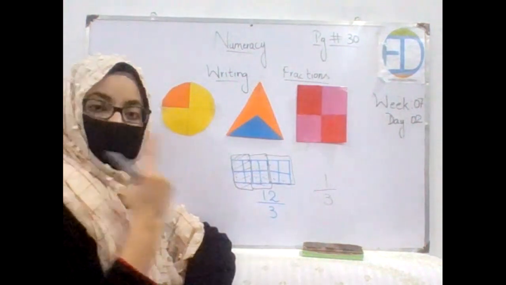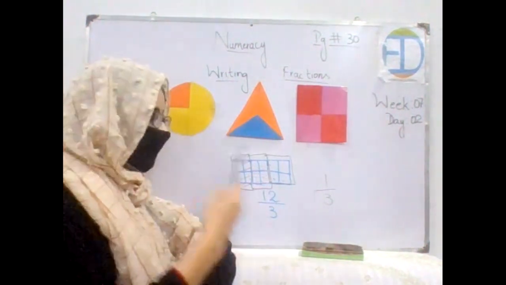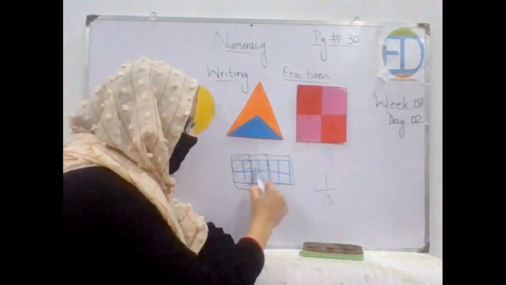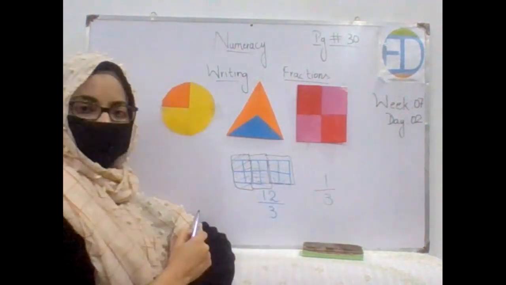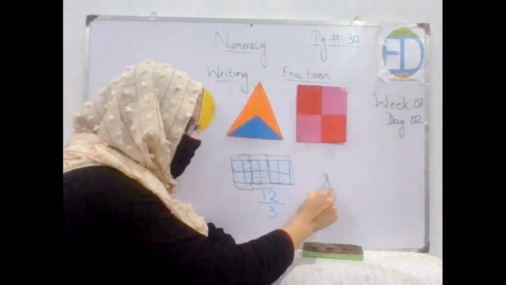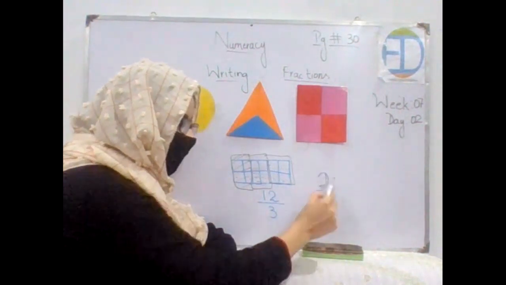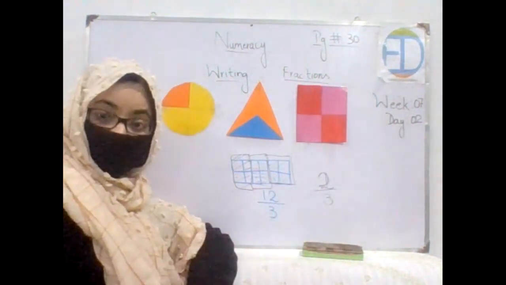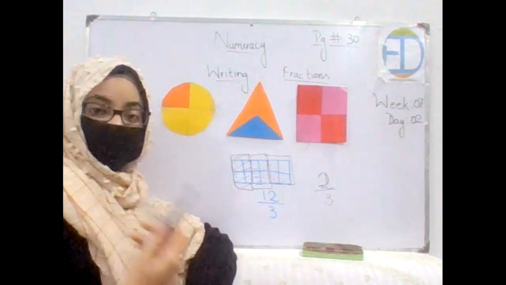This is again 1 out of 3. And if we talk about these both, then you will write 2. And what is the total number? Again 3. So how do we write fractions?